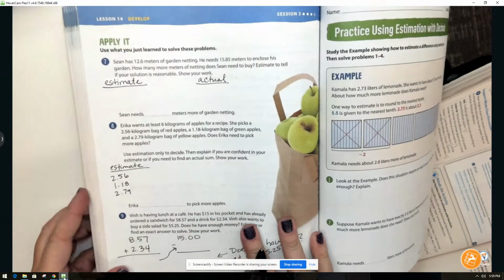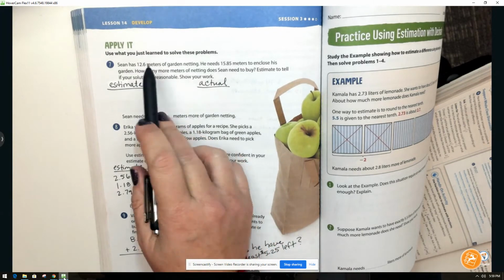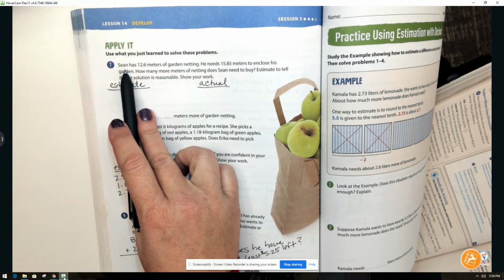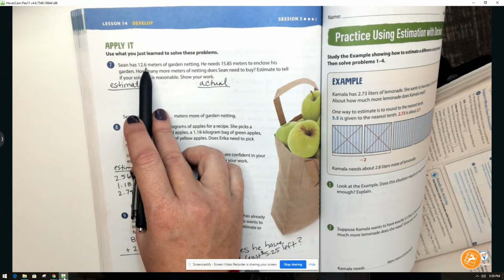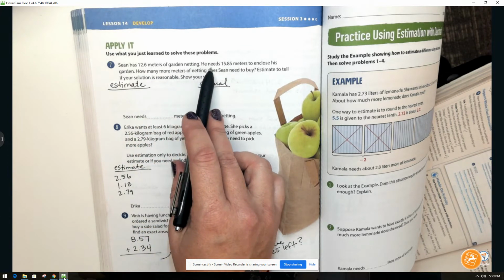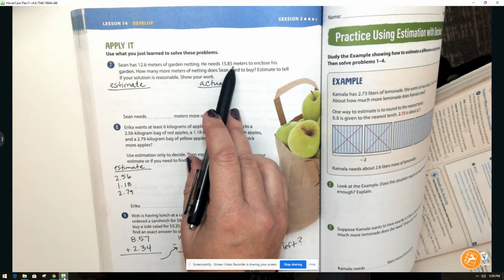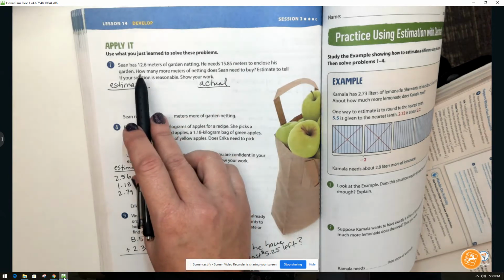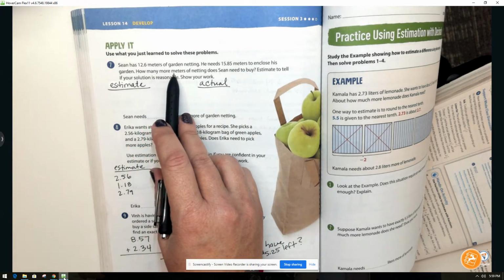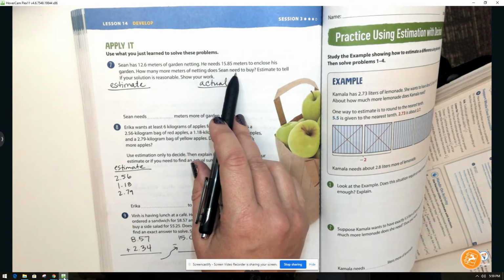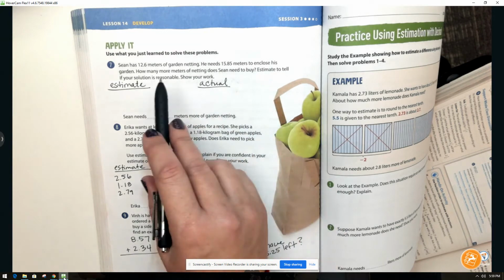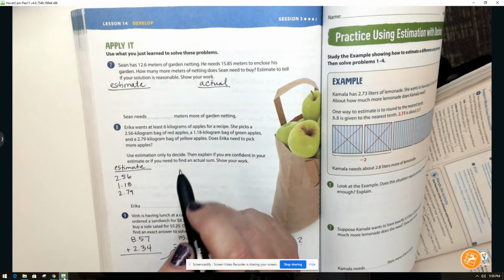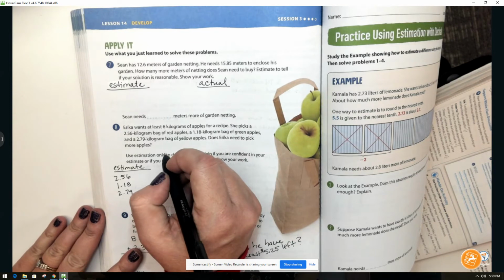All right, on page 284, our first problem says Sean has 12 and 6/10 meters of garden netting. He needs 15 and 85/100 meters to enclose his garden. How many more meters of netting does Sean need to buy? Estimate to tell if your solution is reasonable. So first we're going to estimate.